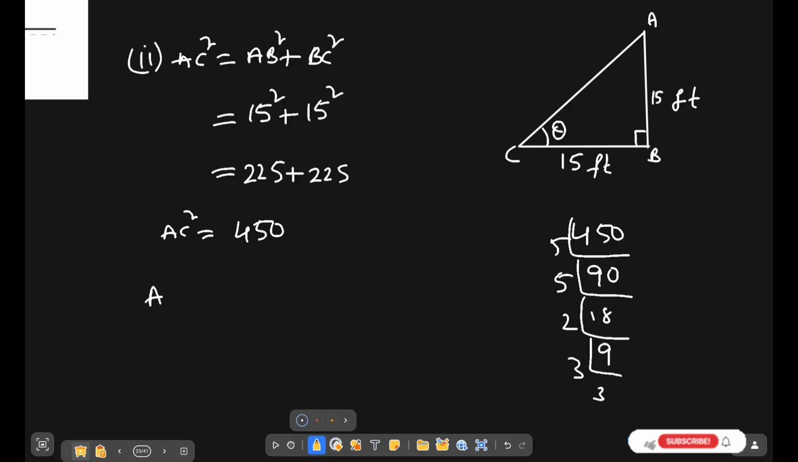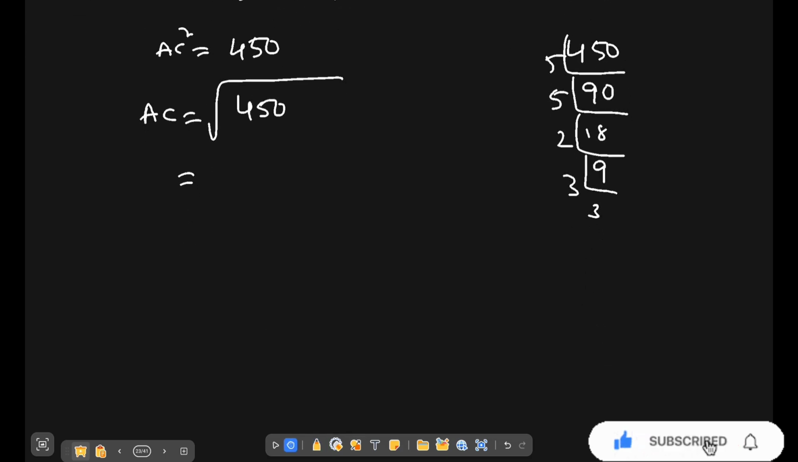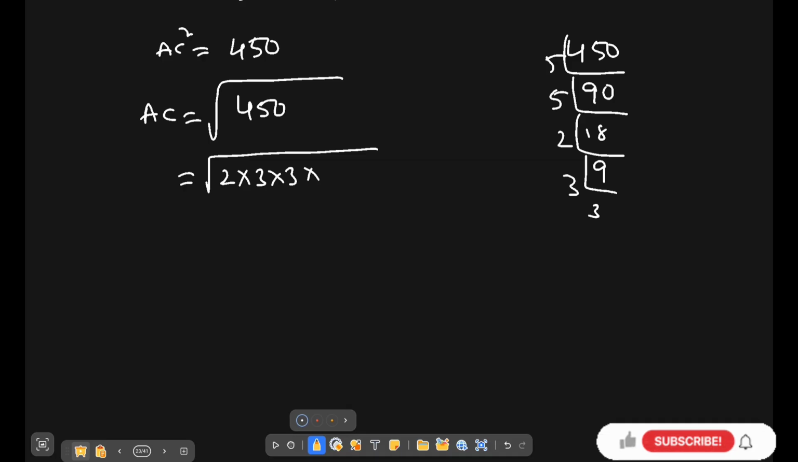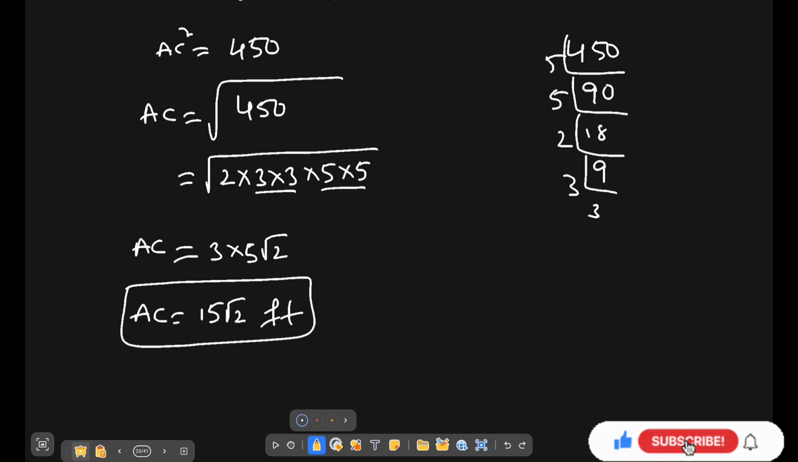Now AC can be written as under root of 450. This 450 can be written as under root of 2 into 3 into 3 into 5 into 5. So for the pairs of 3s and 5s, they will come out. So inside we will have 2. So AC is equal to 15 root 2 feet. So this is the total length of the staircase.